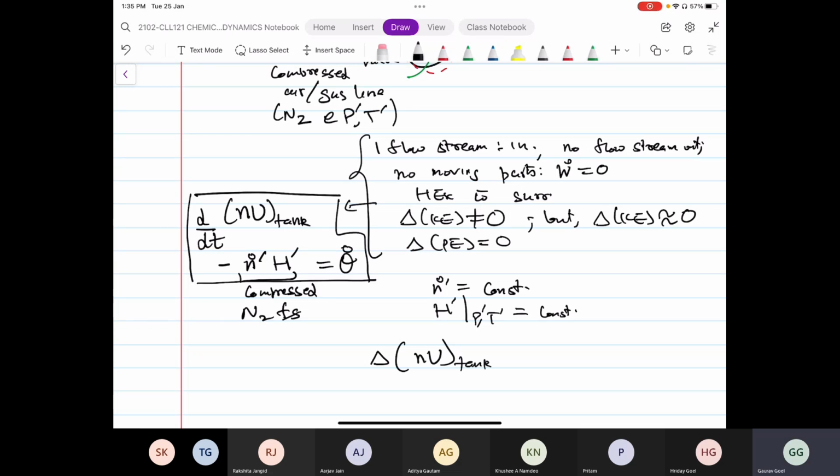So change in energy of the tank is your first term. Change in the moles inside the tank is the second term. H prime times the integral of N naught prime dt is just the total change in moles inside the tank. And the integral of Q naught gives you total Q. Okay.